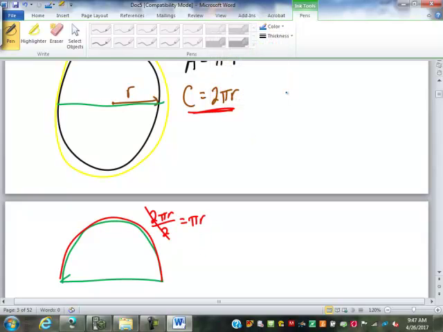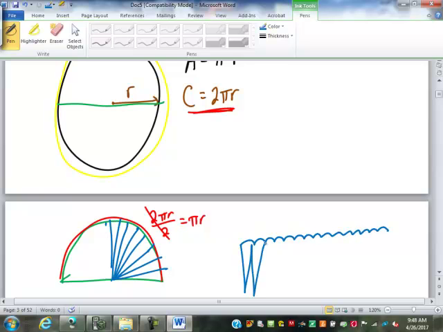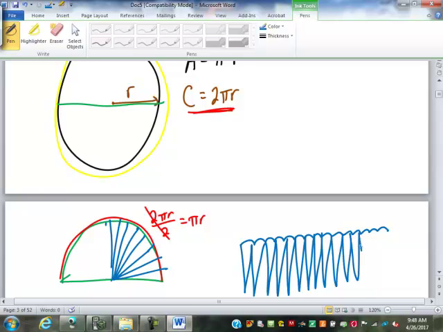So here's what I'm going to do. I'm going to take that half circle, I'm going to cut it into really thin pie wedges, pie slices. Then I'm going to fan those slices out, like that. If I cut them thin enough, this distance across here is just pi times radius, pi r. Half of the circumference of that circle.